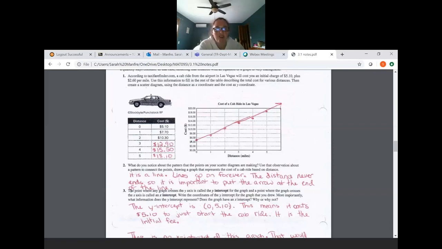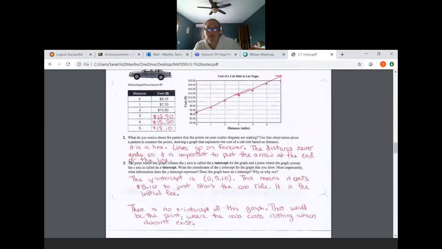How do you always find that point? It's always going to be wherever the line crosses the y-axis. In most cases, it's going to be the starting point, but not always. Okay, and what does that point mean? $5.10 is the fare just to start the cab ride. That's your initial fee. Typically the y-intercept will always be your initial fee.